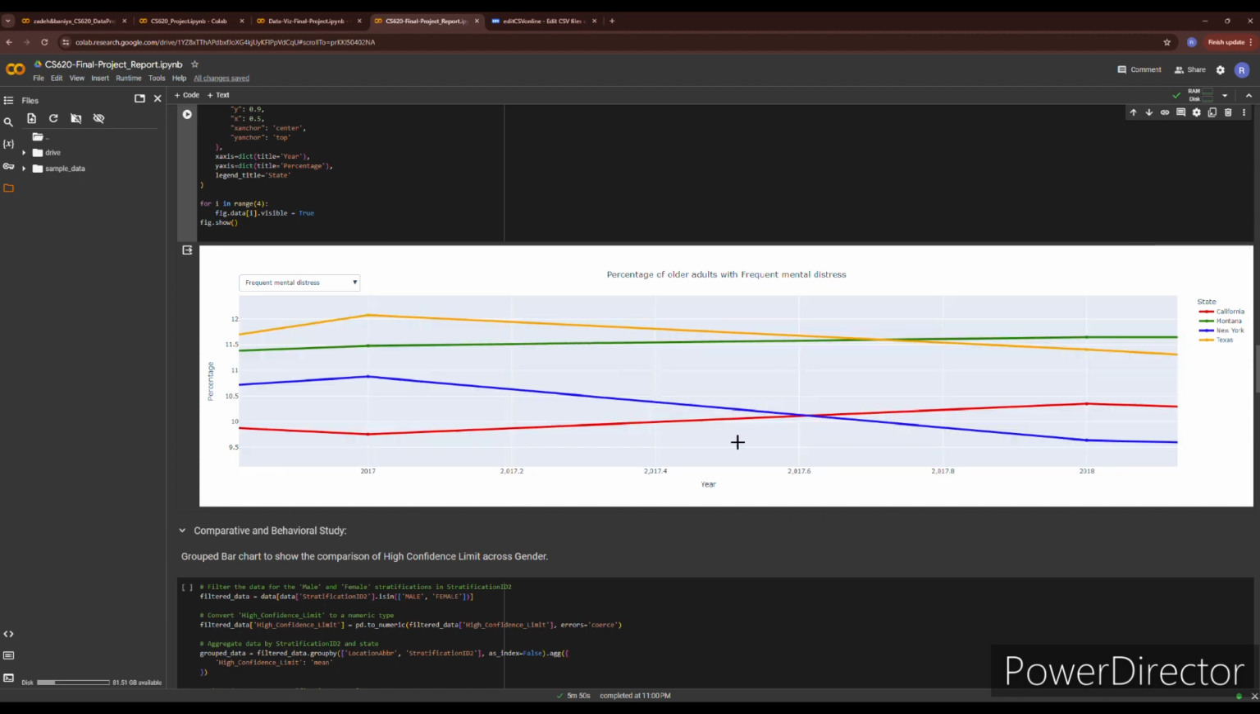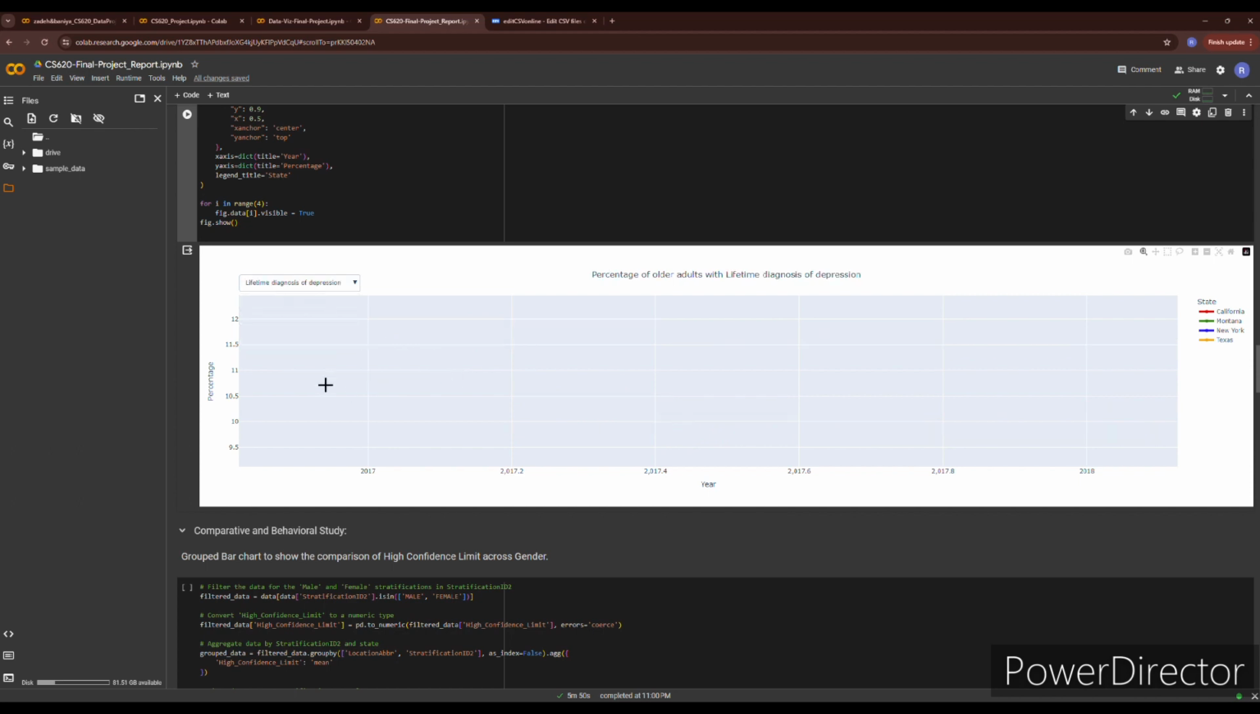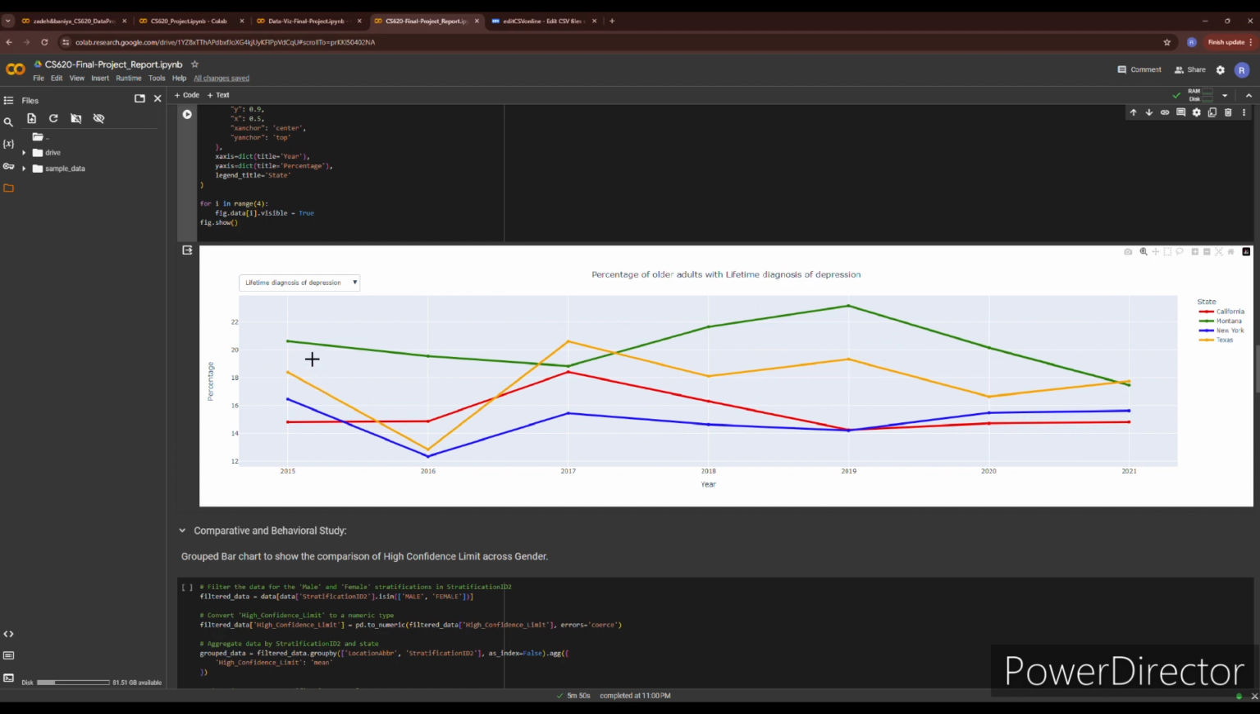So you can look at the graphs that they are pretty unstable at every year and every quarter. When you move down to lifetime diagnosis of depression, just auto scale this. So you can see that the graphs are pretty stable, but the point is that the percentage of older adults who have lifetime diagnosis of depression have a higher chance of getting Alzheimer's disease. And that is why our data shows that the people who have lifetime diagnosis of depression may lead to Alzheimer's disease.